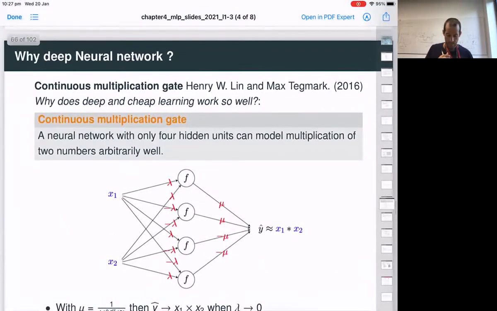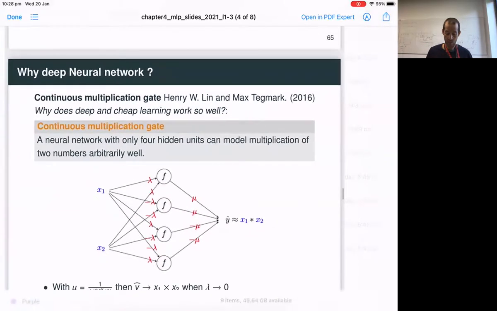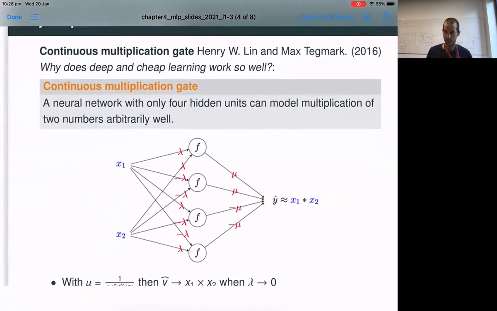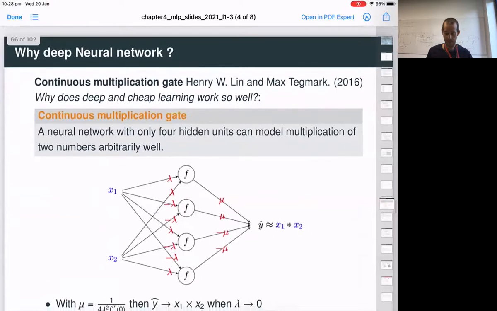Okay, so now, a nice paper, technical but nice, is the one I put in, Lin and Tegmark 2016. So why deep neural networks? Why do you use deep neural networks? This result is quite pretty good. You will see why it's working.